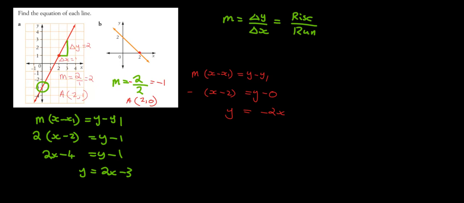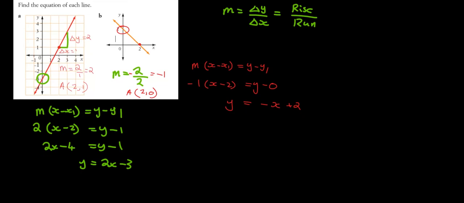Gradient is -1, not -2. So if we distribute that into the bracket, we get -x + 2. That corresponds to a y-intercept of +2 and a gradient of -1. Okay, so let's look at some other examples.